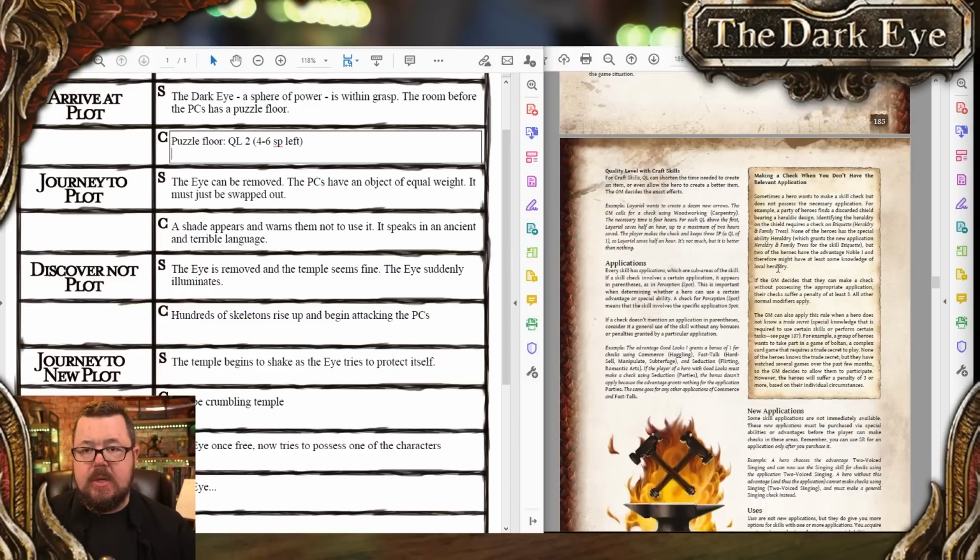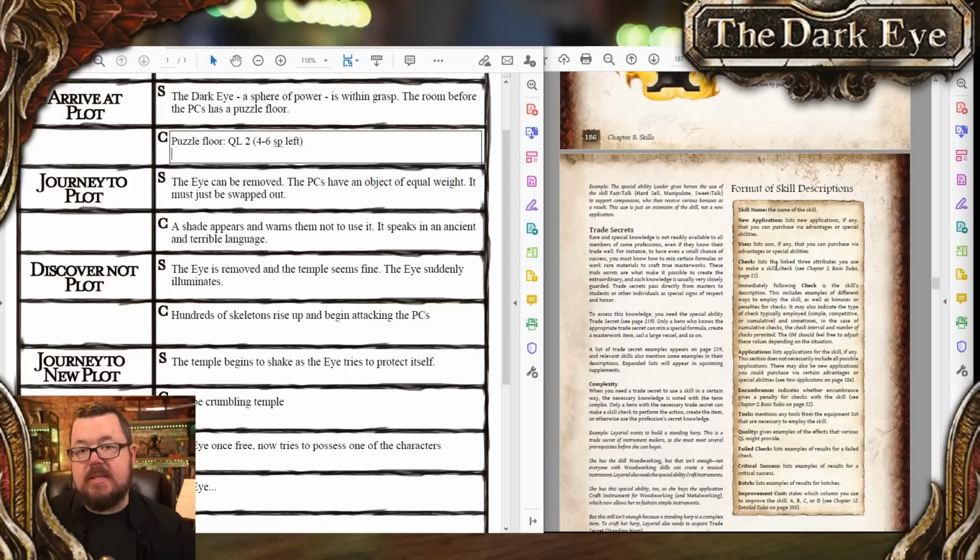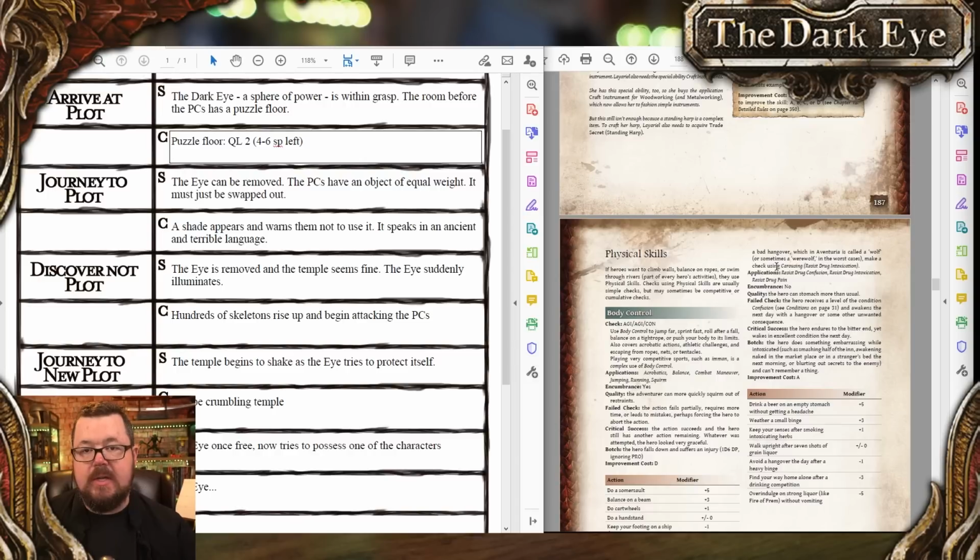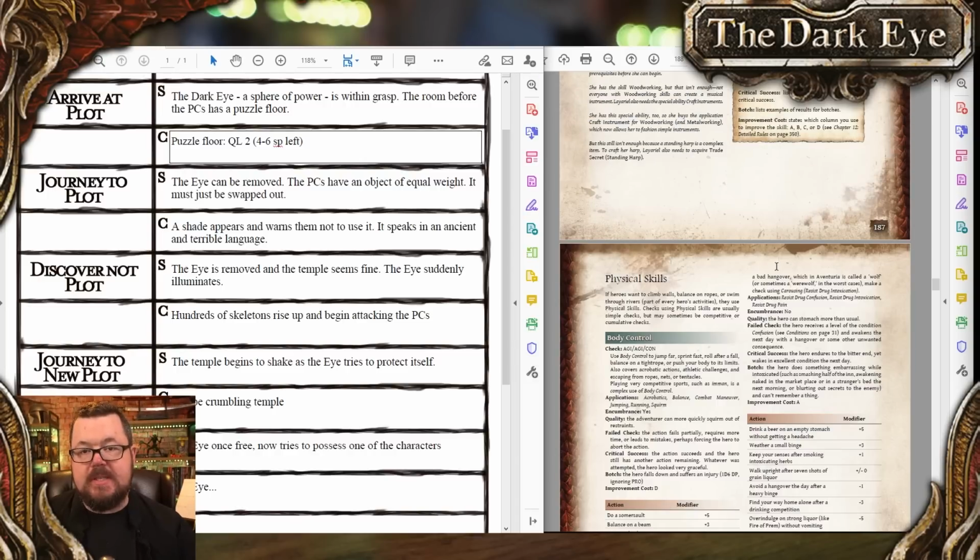And where is the list of skills? So that's the next sort of kind of thing that I'm looking for. Okay, so we've got some physical skills in here. Body control, applications, acrobatics, balance, combat maneuver. Yes, I like that. So we're going to go with body control.